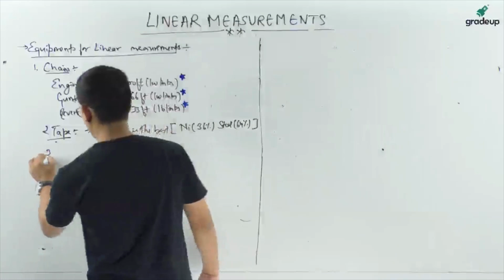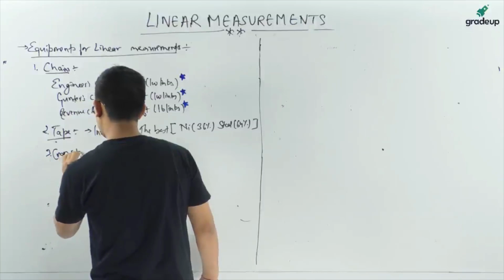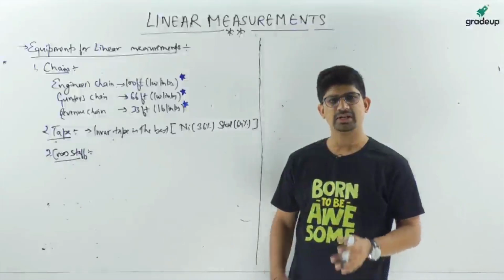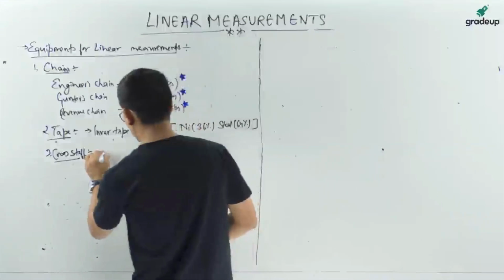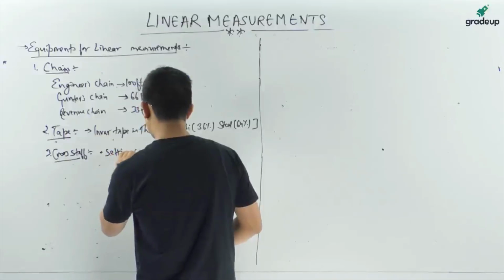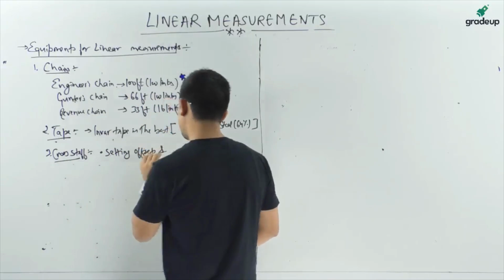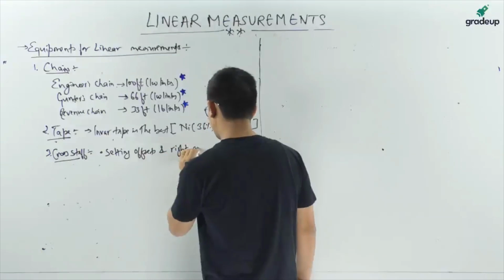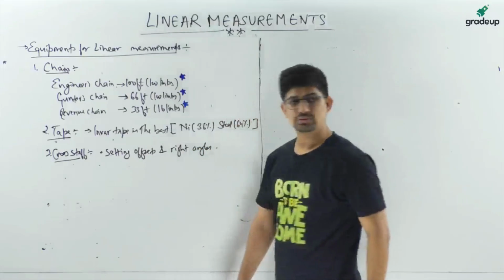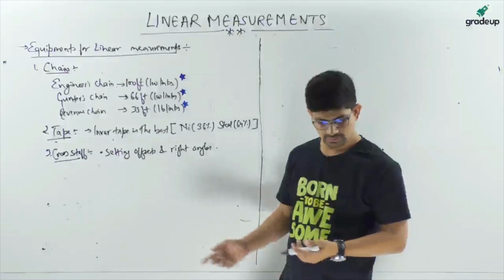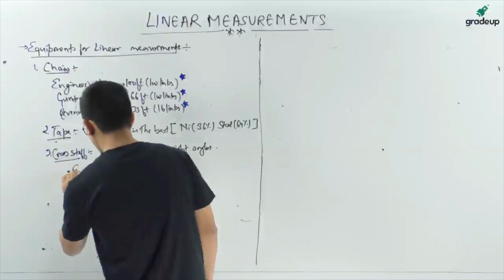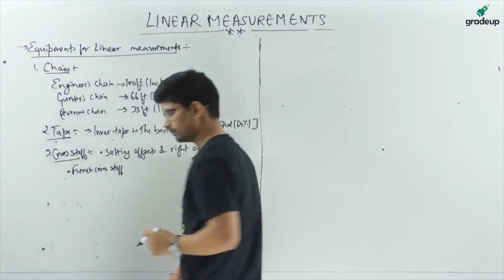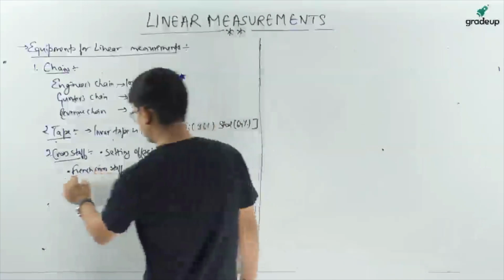Now there is the cross staff. Cross staff is used in surveying for setting offsets and setting right angles. There are various types of cross staffs: there is the French cross staff, and also the open cross staff.